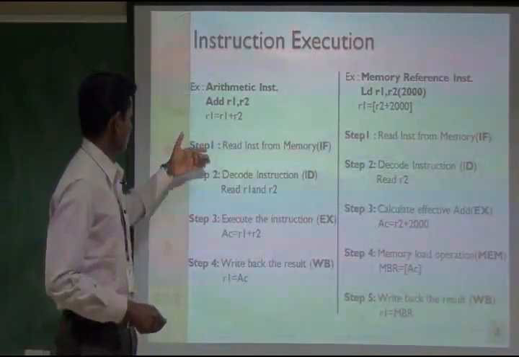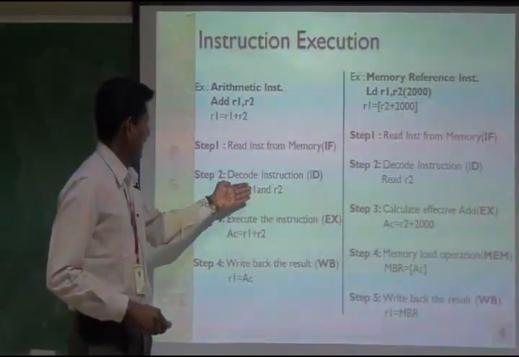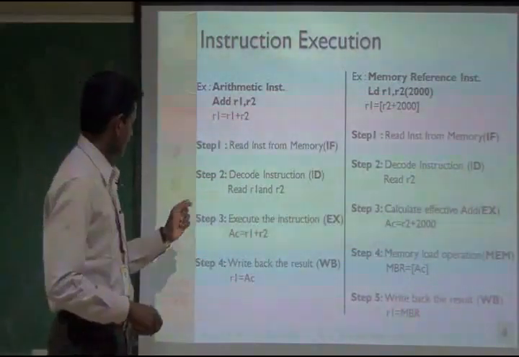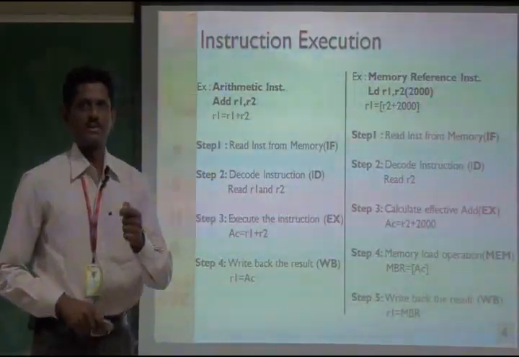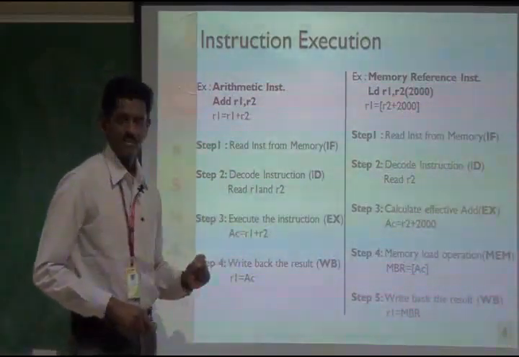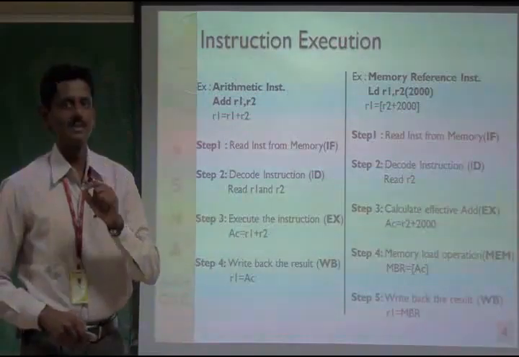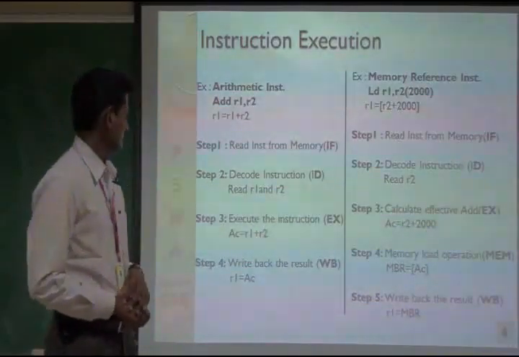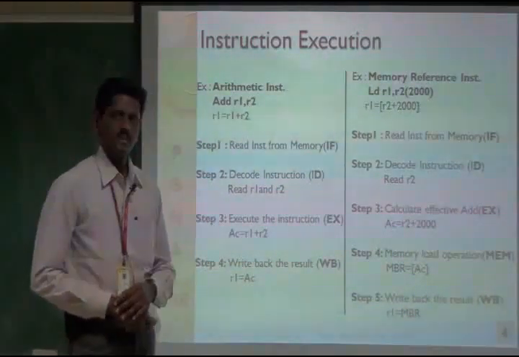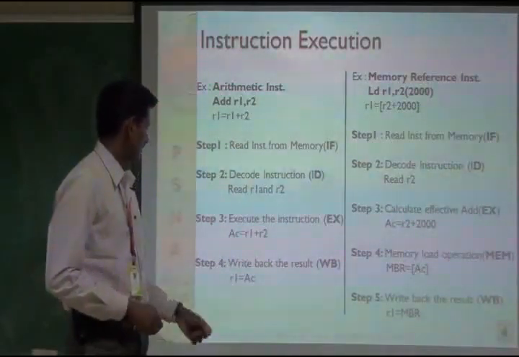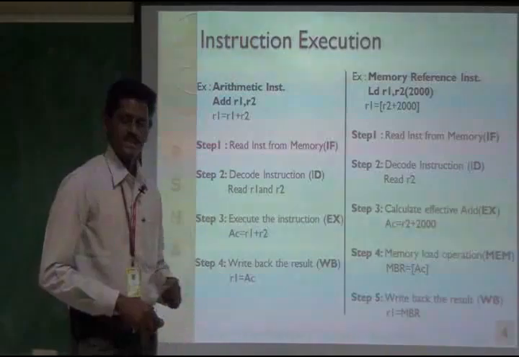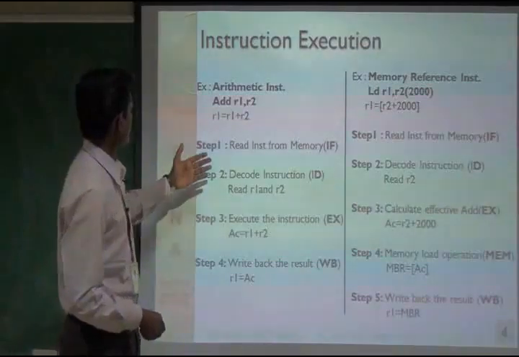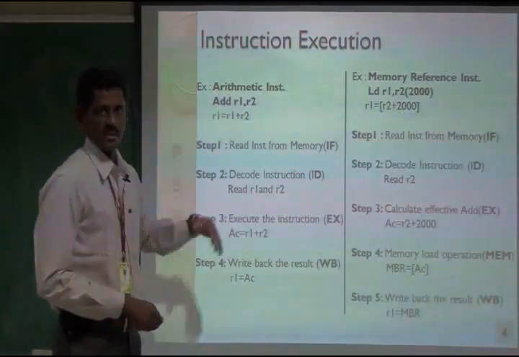Now the processor knows the type of instruction and the required operands R1 and R2, so it may go for execution. Here the ALU, arithmetic and logic unit, does the addition operation, that is R1 plus R2, and the result is stored in a special register called the accumulator, AC. Then finally in the write back stage, the content of the accumulator is moved to the register R1. So these are the various stages of executing an arithmetic instruction in RISC architecture.